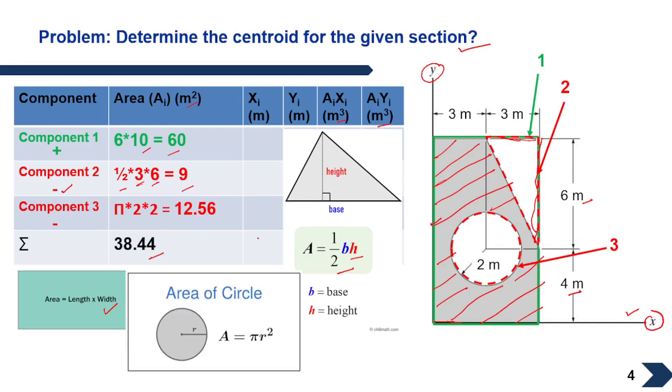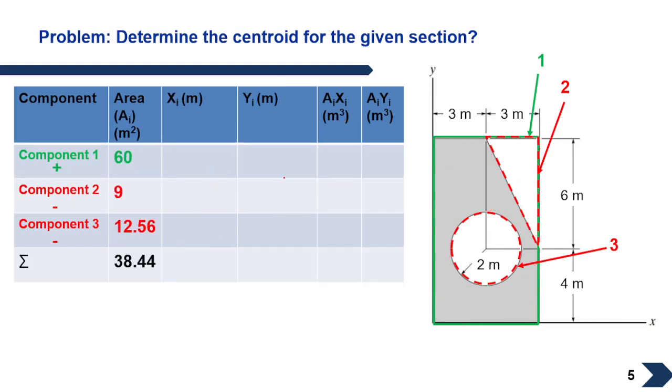For circle the area formula is pi r square. So I applied this formula pi into r square. r is 2 meter, so I've got this, and total summation we have got 38.44. Let us move further and see the trick to find the centroid of section.